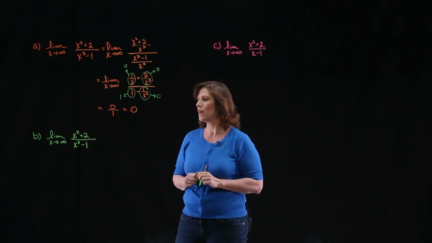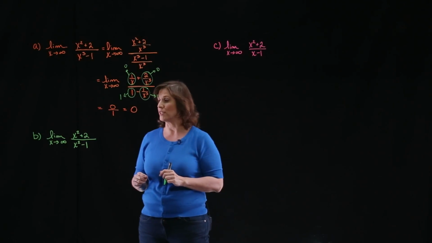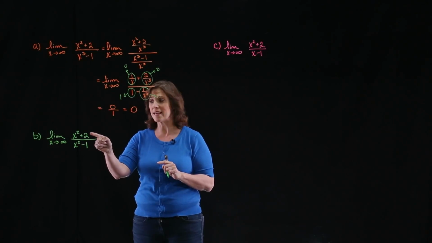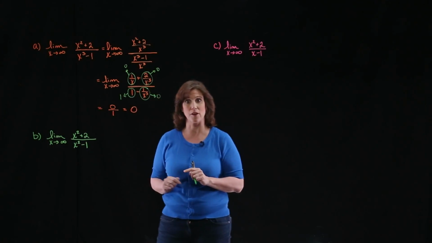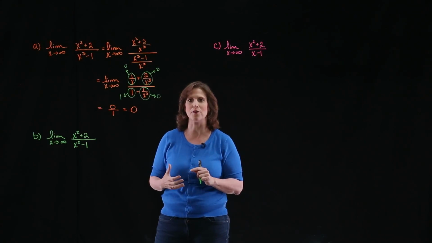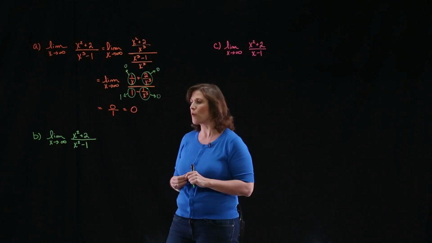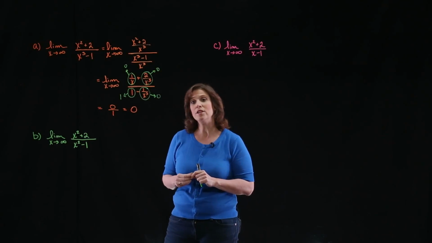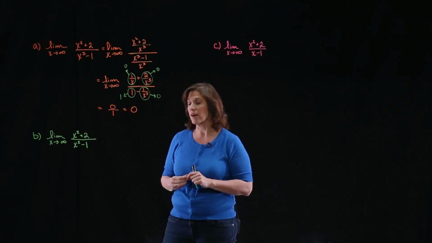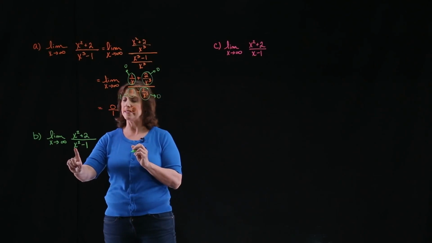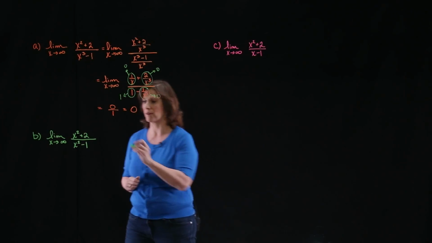for the next problem. All right, it's a similar situation. I have a rational function. X is getting very large. The numerator is getting very large. The denominator is getting very large. So again, I have that infinity over infinity indeterminate form. So I need to find a way of rewriting my expression. And I'm going to use the same technique that I did before, dividing by the highest power in the denominator. So in this case, that highest power is x squared.